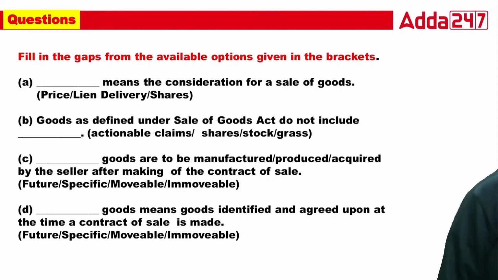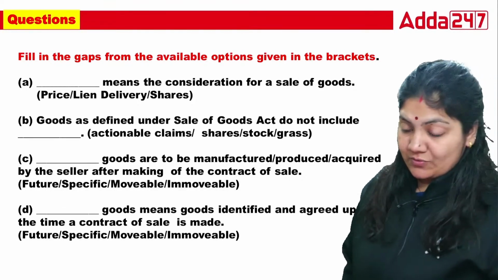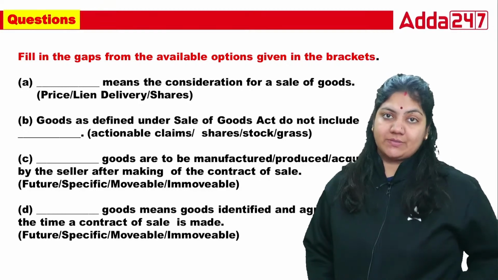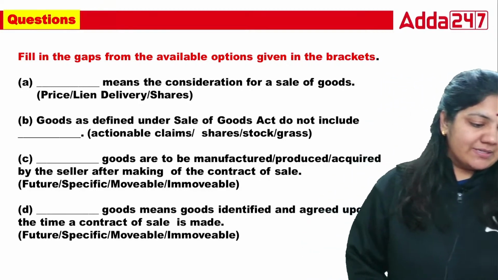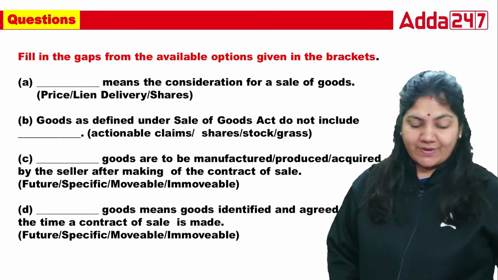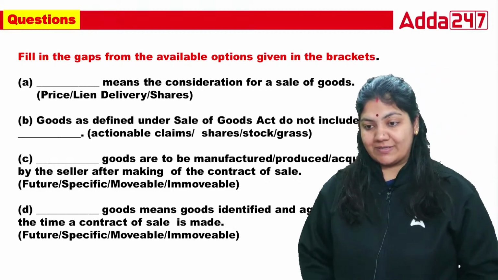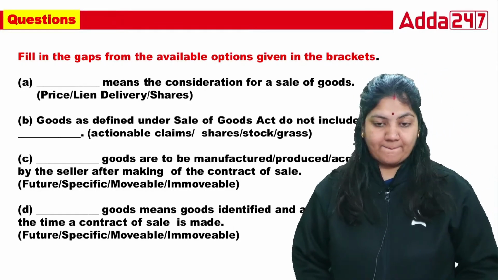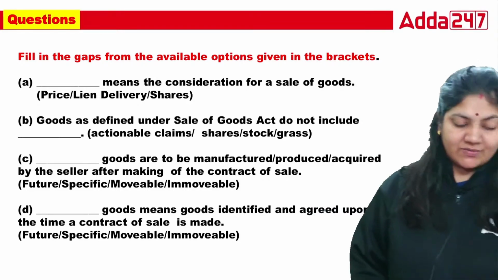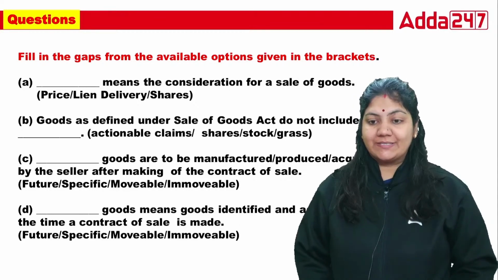The first question is, dash means consideration for a sale of goods. See class, whatever question I'm showing you now is very important. Tell me, class, dash means the consideration for the sale of goods: price, lien, delivery or share. What is the right answer?